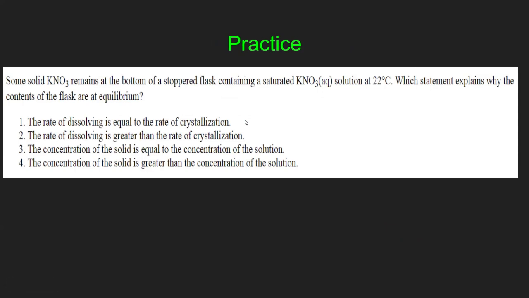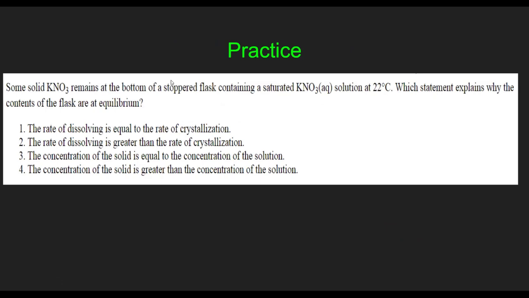Right? So you've got the rate of dissolution being equal to the rate of crystallization. It doesn't really matter what chemical they bring up in a question like this. Solid KNO3, all your ionic compounds are usually solid salts. This is potassium nitrate. It's an ionic compound.